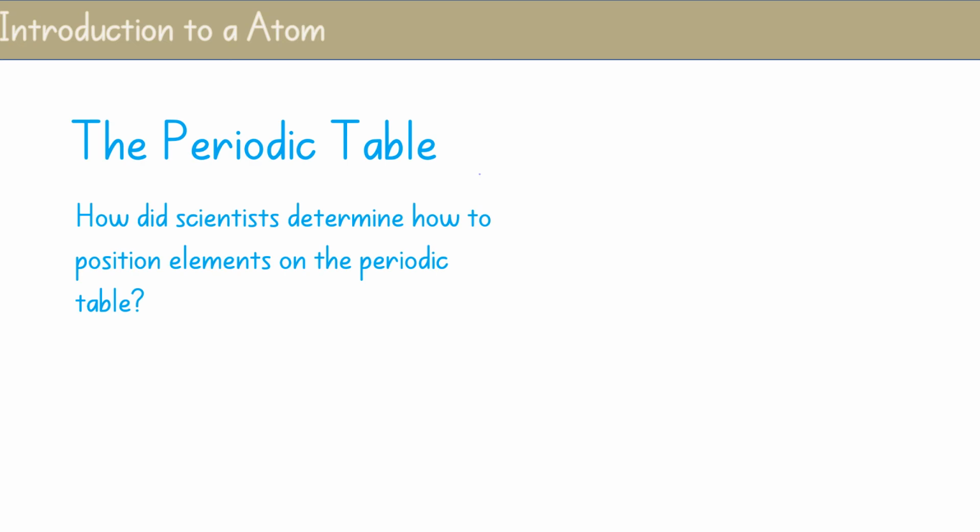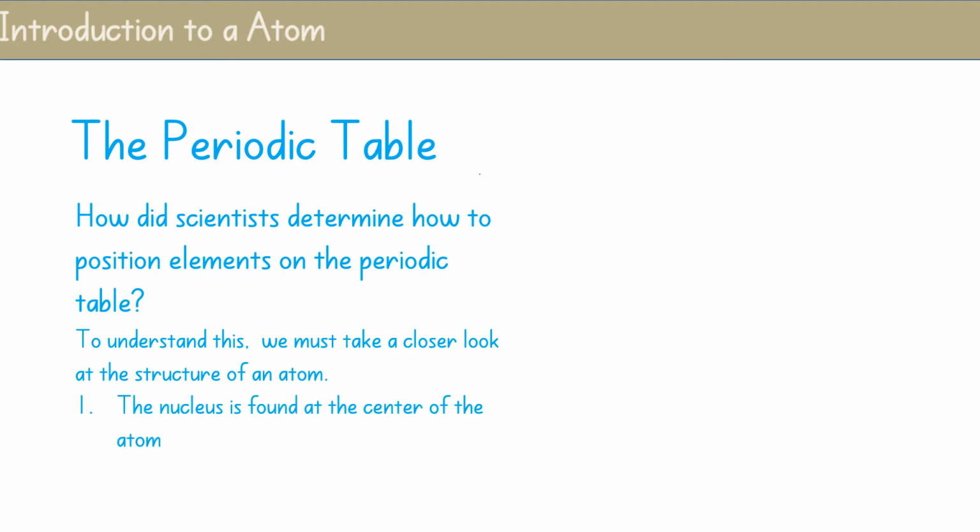How did scientists determine how to position the elements on the periodic table? To understand this, we must take a closer look at the structure of an atom. The nucleus, as we already said, is found at the center of the atom.